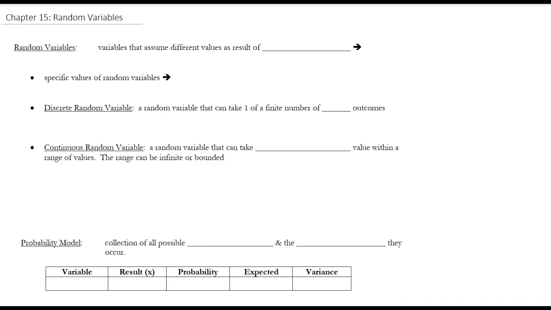Okay, what we're covering today is chapter 15, which is looking at random variables and total events that happen. First of all, we need to understand what a random variable is. A random variable is a variable that assumes different values as a result of a random event. We'll do some examples and that will start to make more sense.